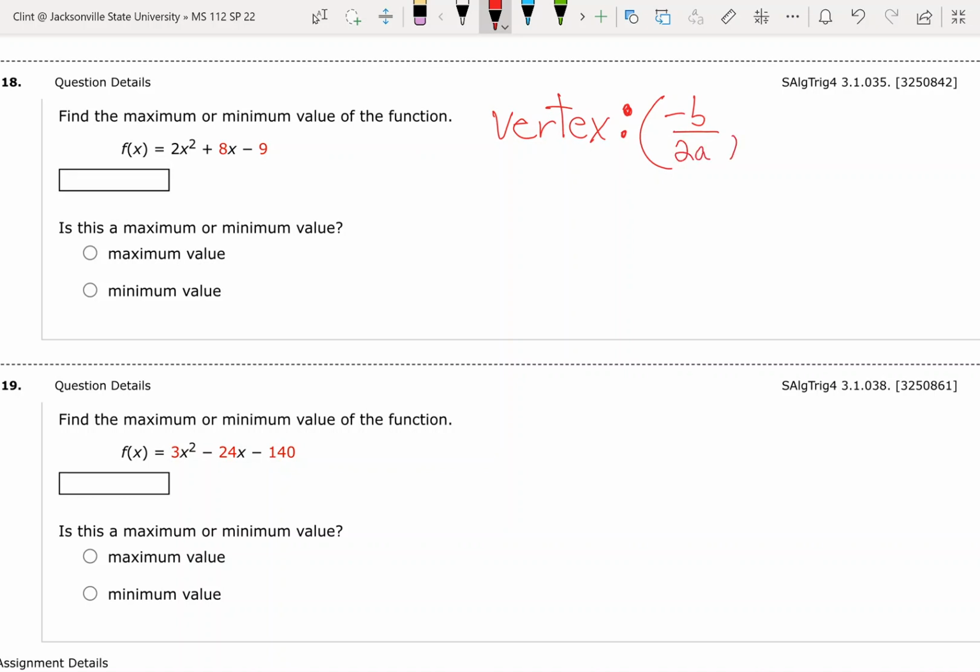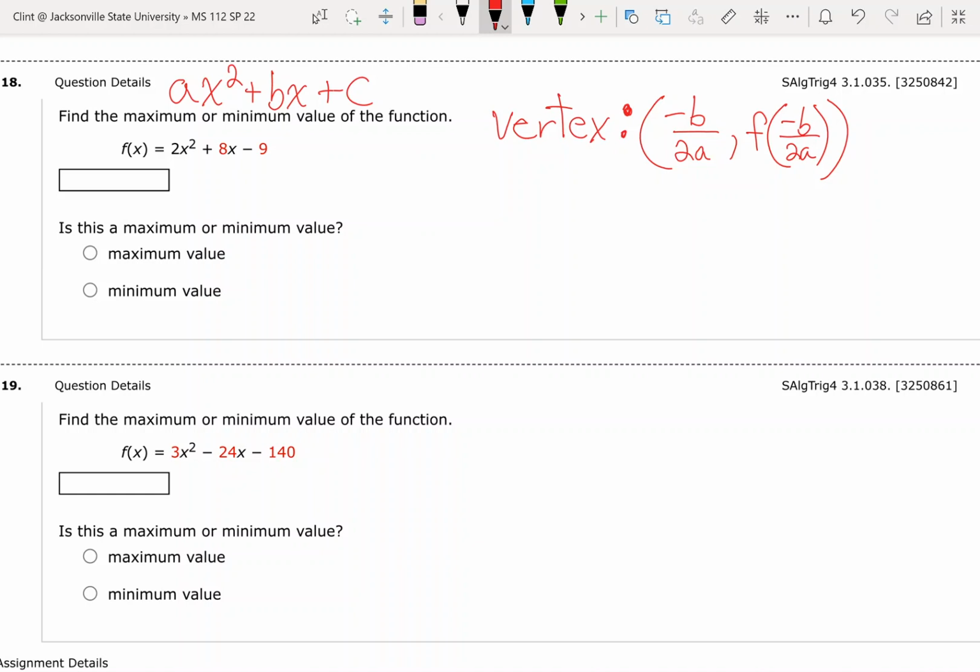So our x coordinate is negative b over 2a, and our y coordinate will be f of negative b over 2a. As far as minimums and maximums, negative b over 2a is where the minimum or maximum occurs, and f of negative b over 2a is the actual minimum or maximum value. Remember, a is the number with the x squared, b is the number with the x, and c is the constant value.